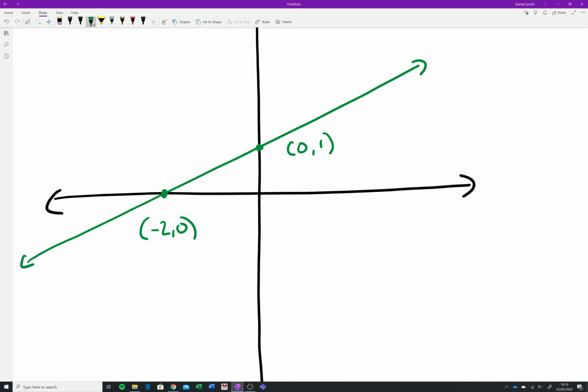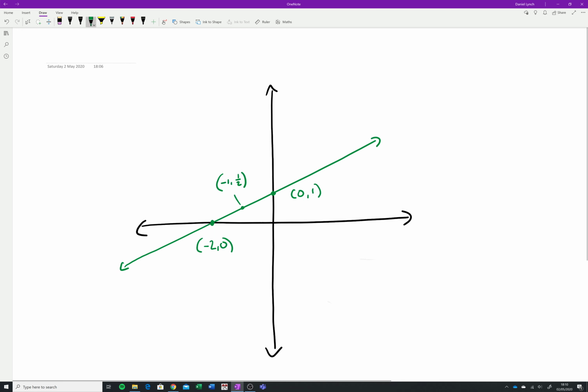Let's just pick another point that's on it. Just before I get the equation of this line, we'll pick another point that's on it here. If we move over from minus 2 to 0, I'll pick the halfway point, which would be minus 1, and it will be going up from a height of 0 to a height of 1, so halfway along would be a half. So that's another point on it.